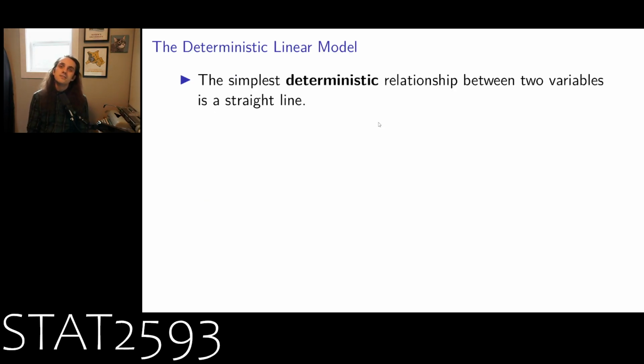So if we ignore statistics for just a minute and we just think about functions from our math classes, and we go back as far as we need to go into high school math, the most simple deterministic relationship between any two variables is going to be the straight line.